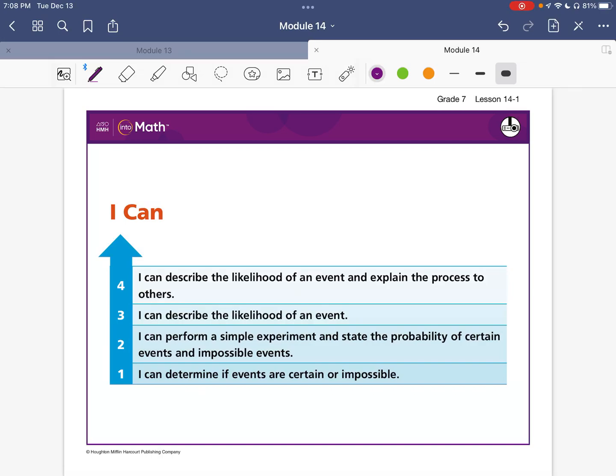Here is grade 7, module 14, lesson 1. Our I can statement is I can describe the likelihood of an event.